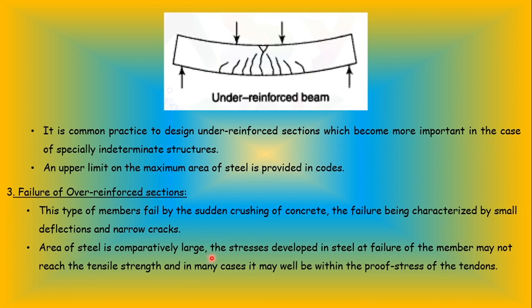Area of steel is comparatively large. The stresses developed in the steel at failure of the member may not reach the tensile strength, and in many cases it may well be within the proof stress of tendons. Proof stress of tendons means here the member behaves like cast iron, not wrought iron. Mild steel and cast iron, what we have designed or tested like that. Mild steel will take more yielding, cast iron will break at the proof stress. This part comes into over reinforced sections.